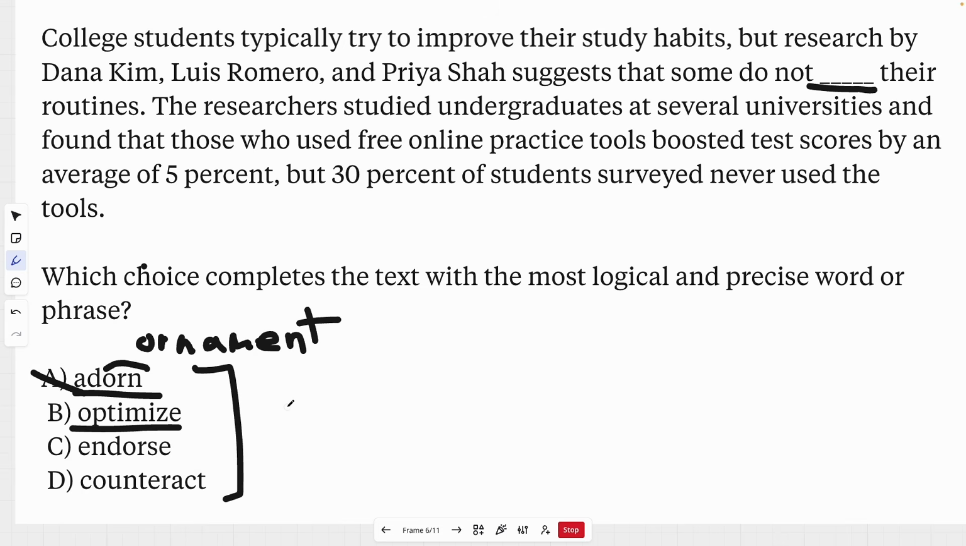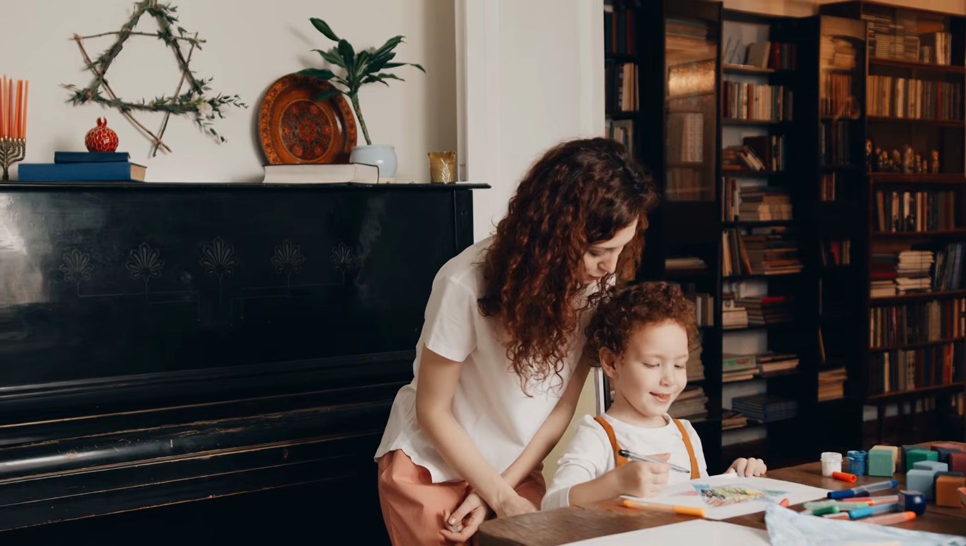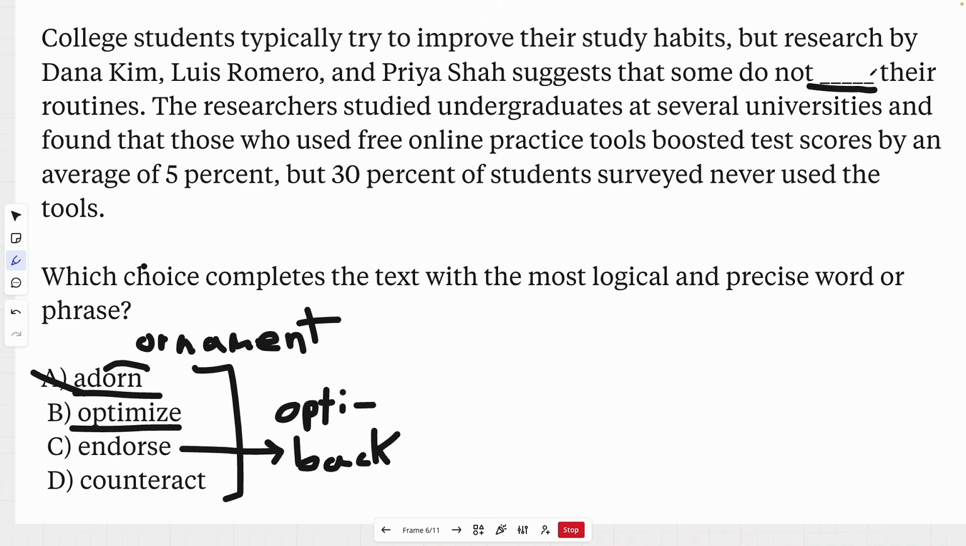Then you have optimize. You can just think opta essentially means best, essentially saying to make better, if we just assume based off of what this prefix looks like, so probably going to be it. Endorse. Dorse essentially means the back of something. So you could guess that this kind of means, you know, to get behind, to support something that isn't supported right now. So again, doesn't really make sense for the passage.